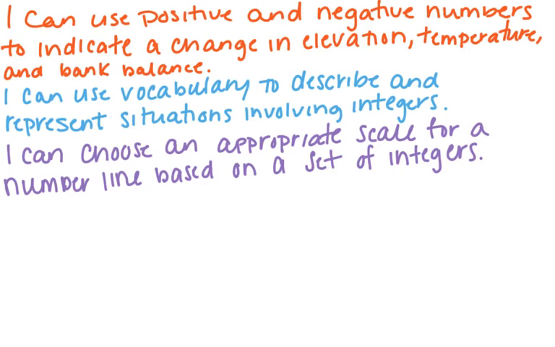1, I can use positive and negative numbers to indicate a change in elevation, temperature, and bank balance. 2, I can use vocabulary to describe and represent situations involving integers. And 3, I can choose an appropriate scale for a number line based on a set of integers.